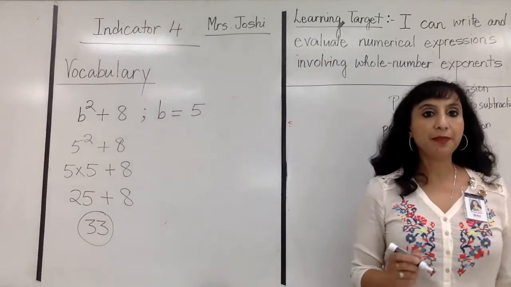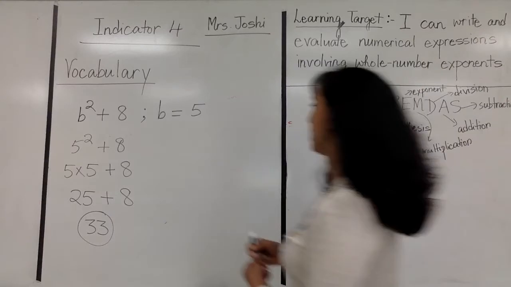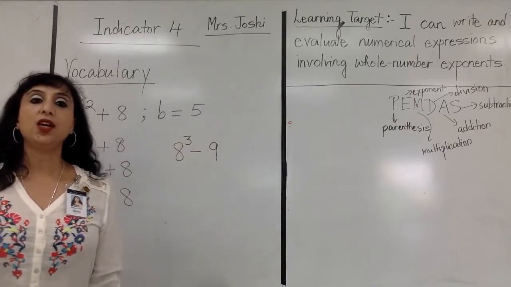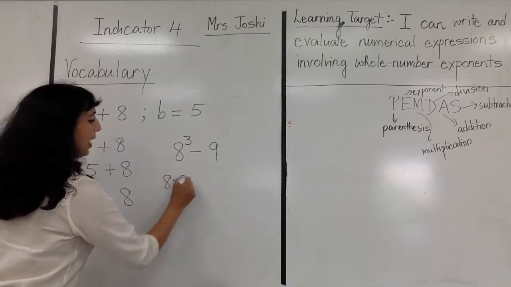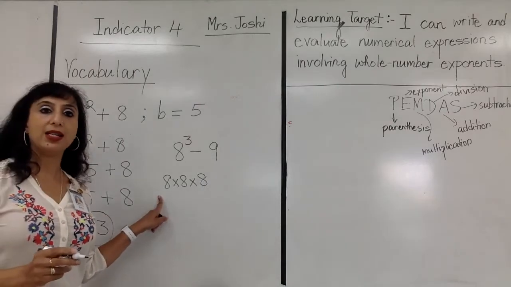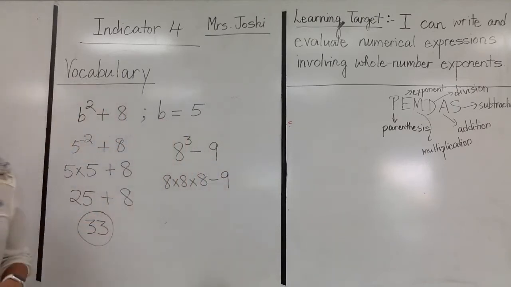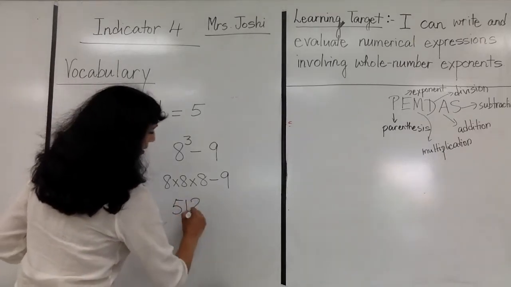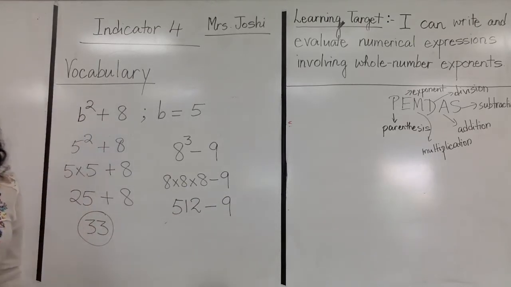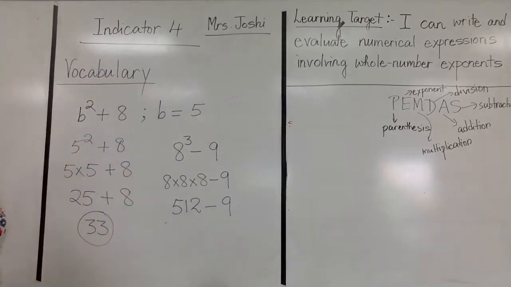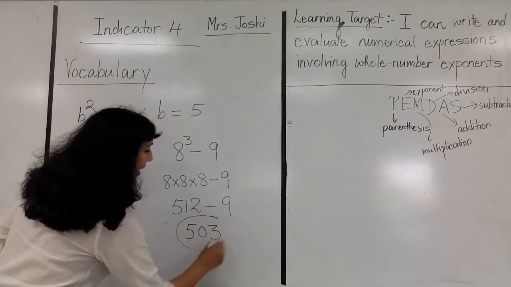Okay, so let's do another problem. And let's say I give you 8 cubed minus 9. Okay, so 8 cubed basically means 8 times 8 times 8. So you are multiplying 8 by itself 3 times. Okay, minus 9. 8 times 8 is 64. 64 times 8 gives me 512 minus 9. So this is the order that I'm solving in. And remember, the exponent comes before the subtraction. Okay, so if I subtract 9 from 512, I end up with 503 as my final answer.